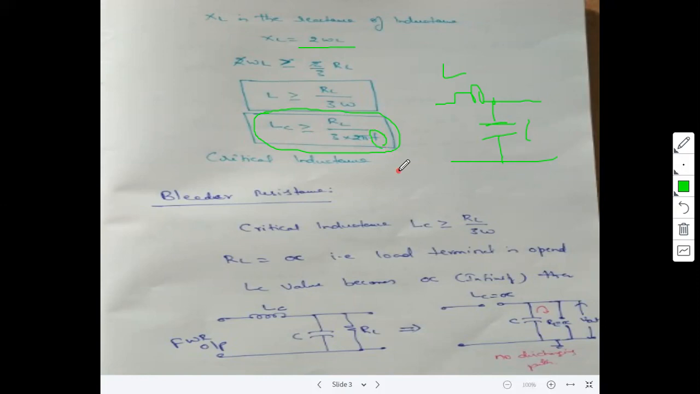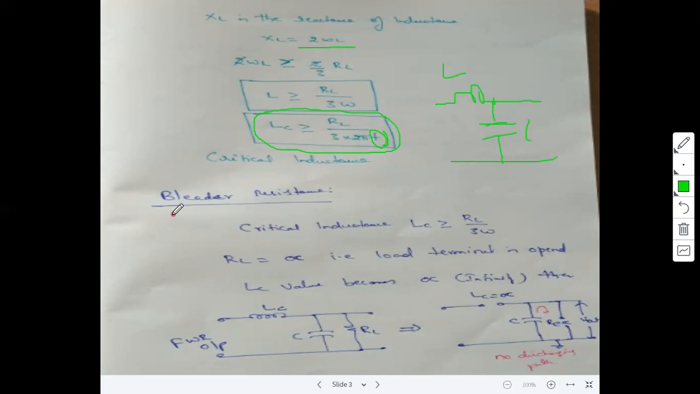Mainly it depends upon the load RL, the load resistance value. So that is about the critical inductance. When we choose the inductor value such a way that it is greater than or at least equal to RL by 3 into 2 pi F, then there is a chance that continuous current flows through the filter circuit.